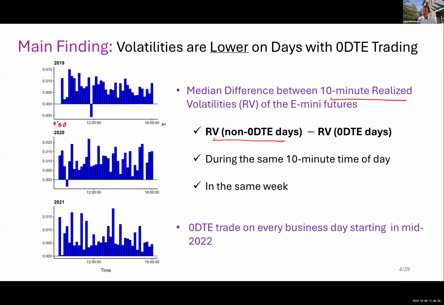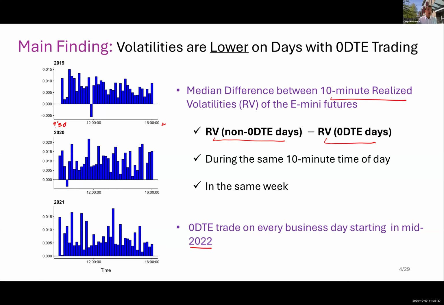Realized volatility on non-zero DTE days minus realized volatility on zero DTE days. So it shows you here that the intraday variation of volatility of the index is higher when there is no zero DTE trading. And we do not do this after 2022, because after mid-2022, this product trades on every business day of the week. Therefore, there's no longer cross-sectional variation for us to produce this result.